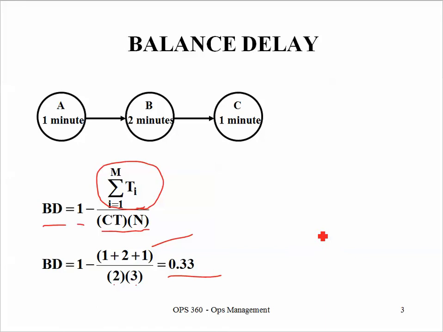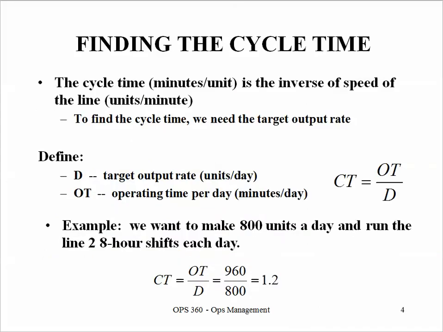So the balance delay of 33% tells me that 33% of the time that a unit spent in the line was wasted. That means that 33% of the time of the workers working in that line was wasted, if this is a line that has workers and it is not automated. If it's automated, 33% of the machine time is wasted, and so forth. What I want to do is get that percentage as low as possible. Well, before we can do that, we need to be a little more scientific in terms of how we come up with our cycle time.